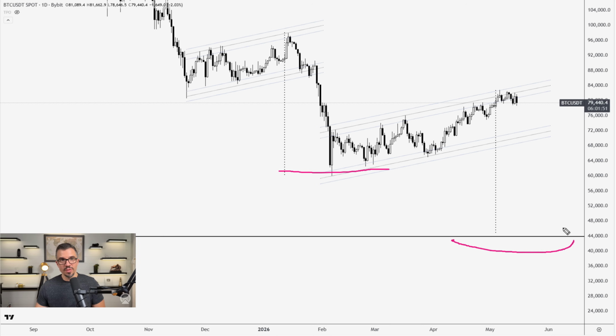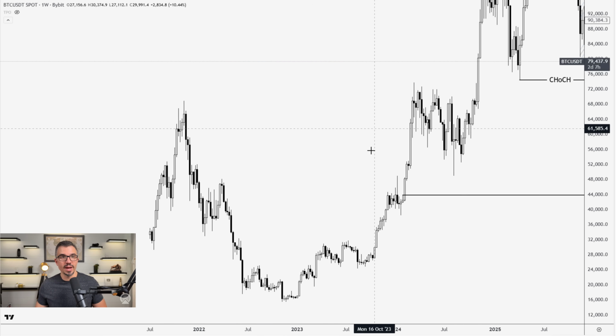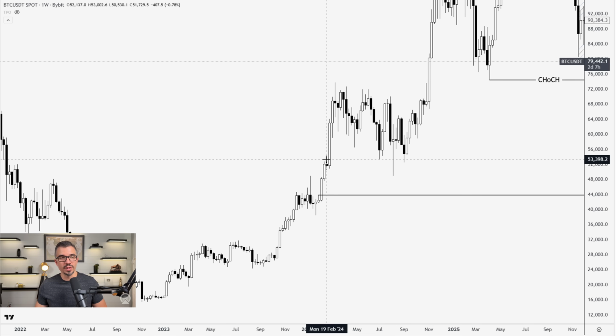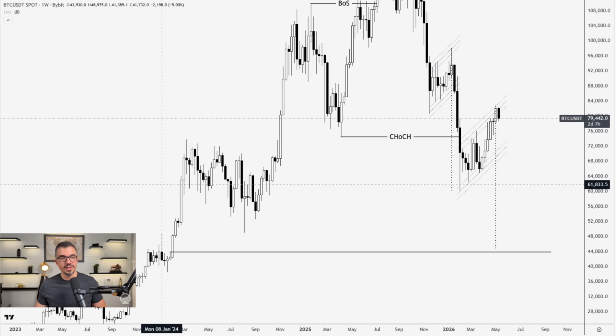But like I said, I do think that mid 40s are coming just based on the overall trend, based on the fact that we do have that unmitigated imbalance from back here. On this run up in early 2024, you can see things like the measured move here from this high down to the low. Take that same distance from this high, you can see where it comes in right there around mid 40s. So I think that for BTC right now, we are likely to get that push lower.